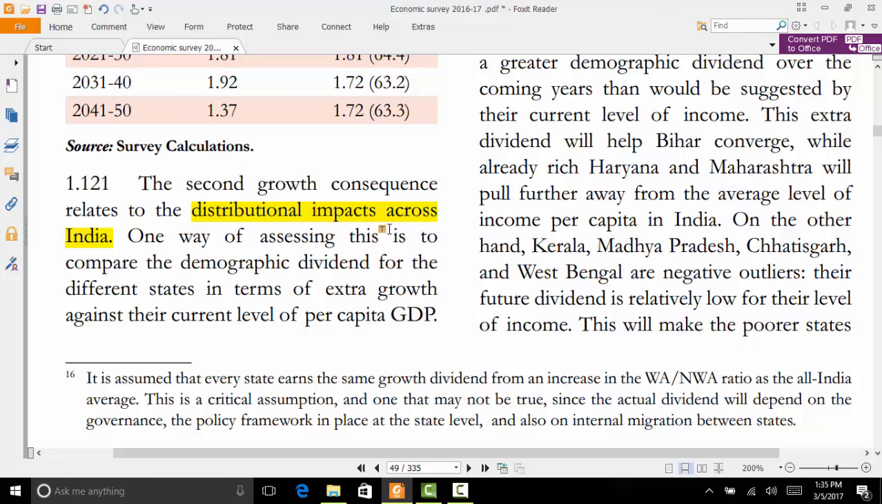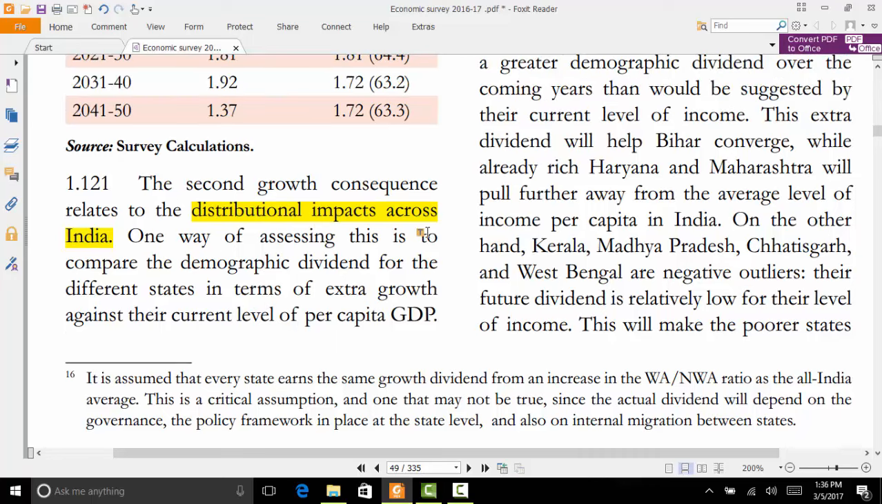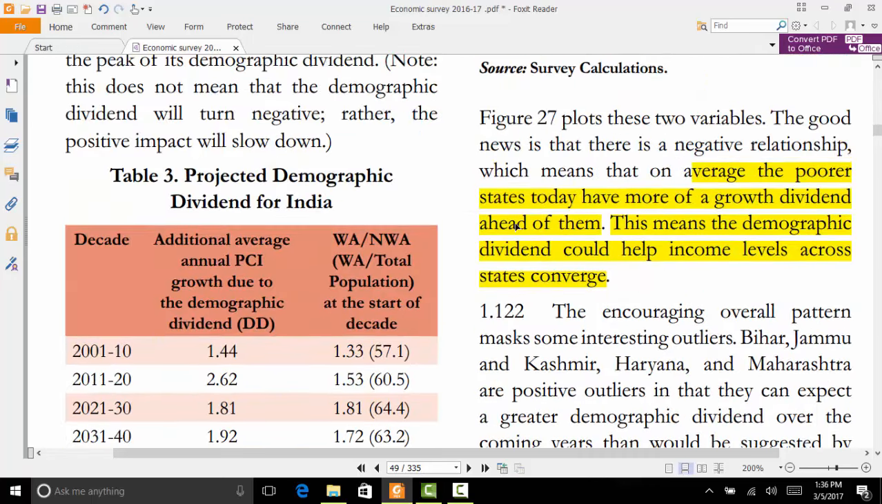Now second growth consequence, distributional impact across India. On average, the poorer states today have more growth dividend ahead of them. Now it's a very good analysis of this. The point says distributional impact across India, meaning across different states. Then on average, the poorer states today have more of a growth dividend ahead of them. It means what? This means the demographic dividend could help income levels across states converge.